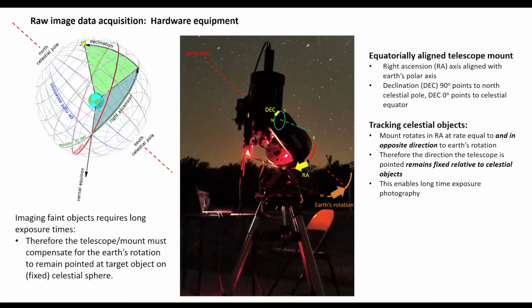So you want to set up your equatorially aligned telescope mount such that its right ascension axis aligns with Earth's polar axis, and such that it will then rotate from east to west to exactly compensate for the Earth's rotation from west to east, to keep your telescope pointed at a fixed object in the celestial sky. And therefore then you can take a long time exposure.